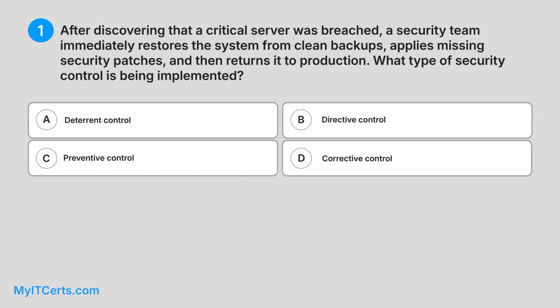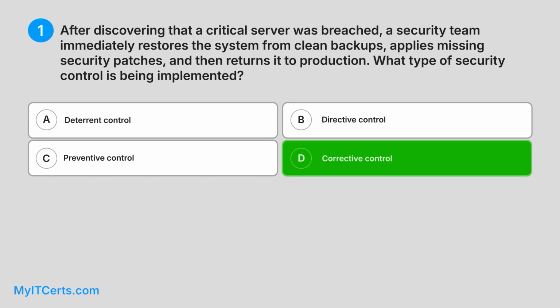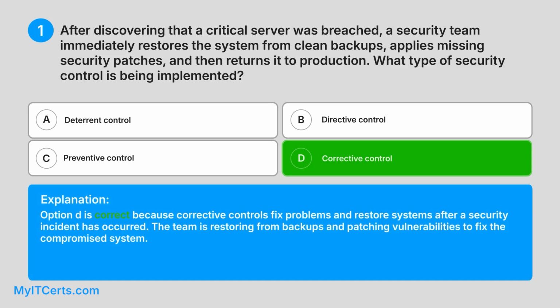Correct answer: D. Corrective control. Explanation. Option D is correct because corrective controls fix problems and restore systems after a security incident has occurred. The team is restoring from backups and patching vulnerabilities to fix the compromised system.